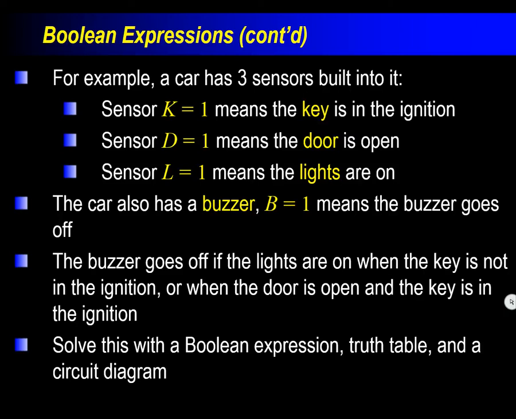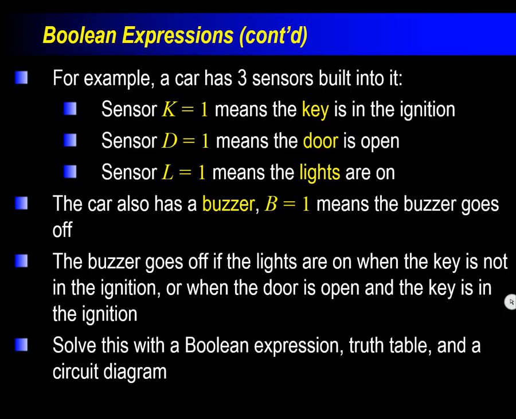Sensor D means that the door is open. Sensor L means that the lights are on. The car also has a little buzzer, a little bing, bing, bing, that goes off when B is 1. The buzzer goes off if the lights are on when the key is not in the ignition or when the door is open and the key is in the ignition. From that logic, could you create a Boolean expression?